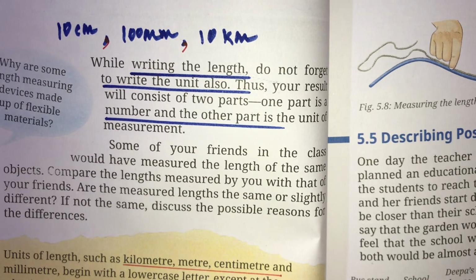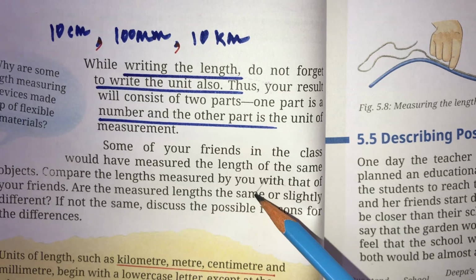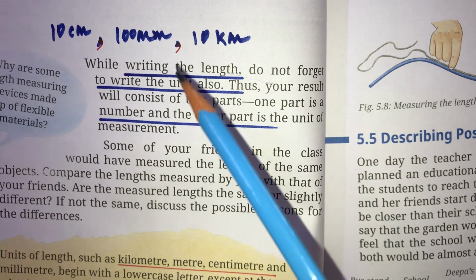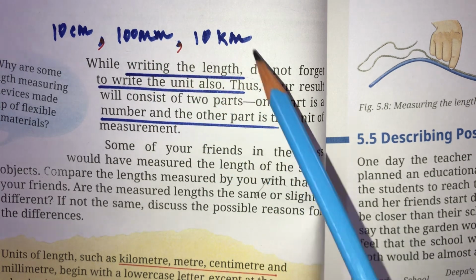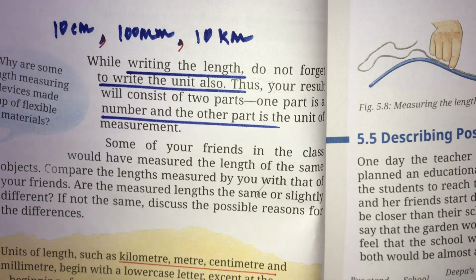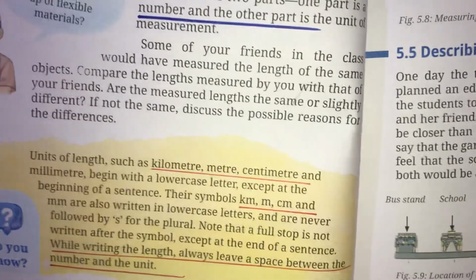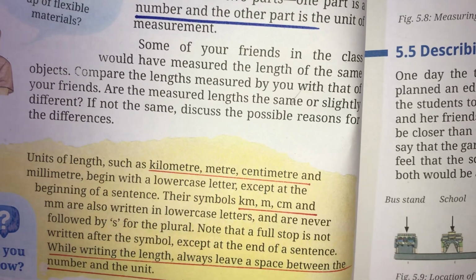The next topic is how to write the measurement units. For example, if it is 15 centimeters, we write the number 15, then the unit, cm. We write kilometer, meter, centimeter and millimeter beginning with a lowercase letter, except at the beginning of a sentence.